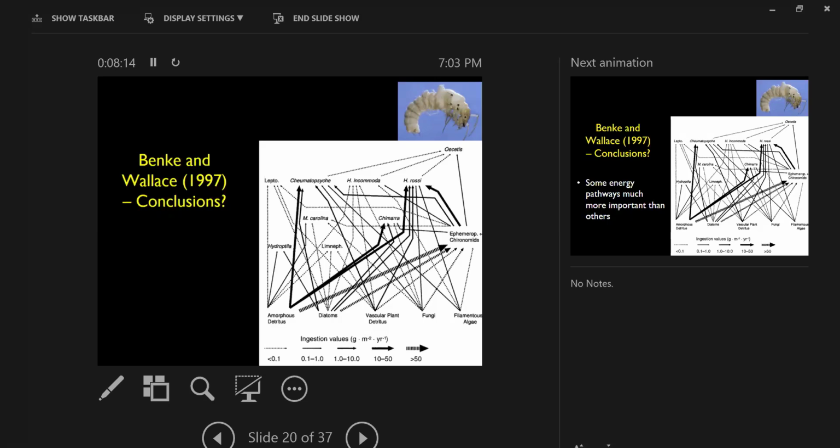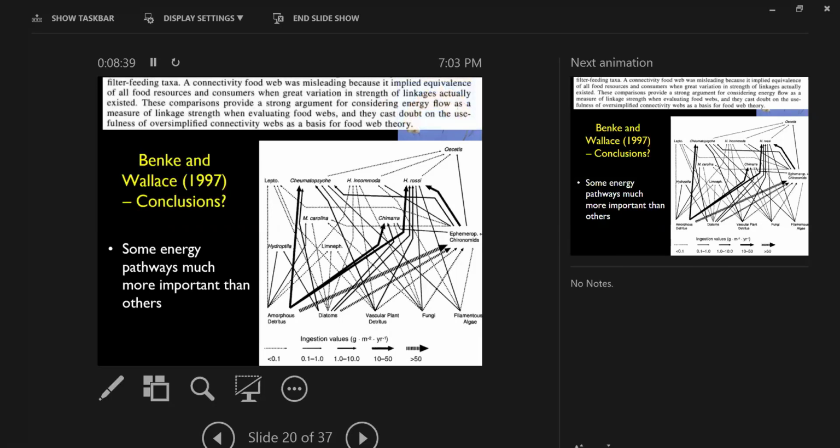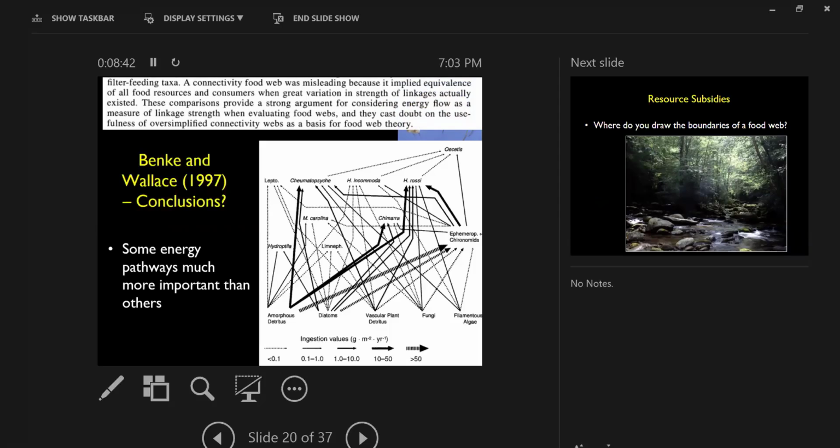So the point here is that just because we have a lot of species in our food web, we need to think about the amount of energy moving through each of those links, not just how many species are connected. Because you could have many species that are connected, but they don't move a whole lot of energy. So the main point then is that some energy pathways are going to be more important than others, and it'll be important to understand that to really get a grasp on how food webs function. And so, as the authors conclude, there needs to be a measure of linkage strength when evaluating these food webs. And so simply measuring connectivity may not be all that useful.